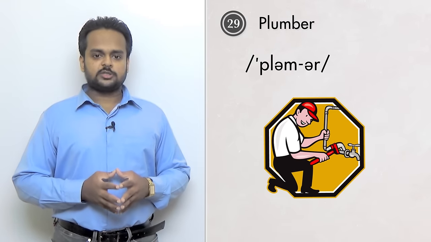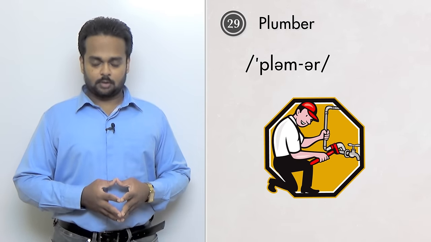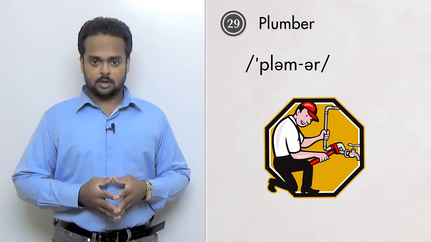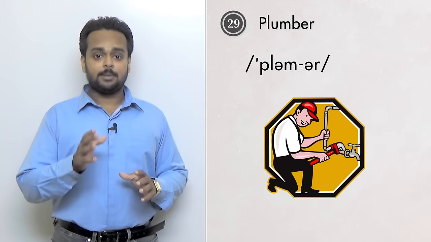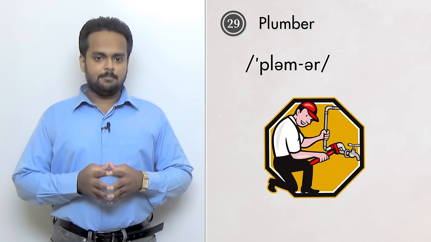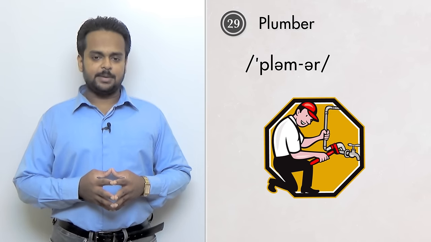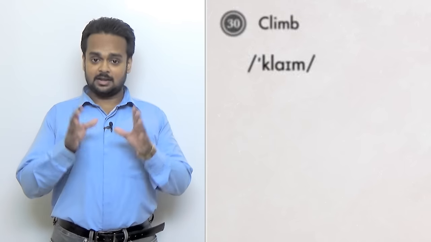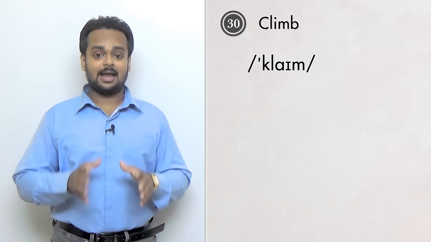And what would you call someone who fixes taps and pipes at your house? You call him a plumber, not a plumber. The B is silent, so plumber. In fact, in many words, when you have the letter combination MB, the B is silent. If I had a ladder in front of me now, I could climb the ladder, not climb.